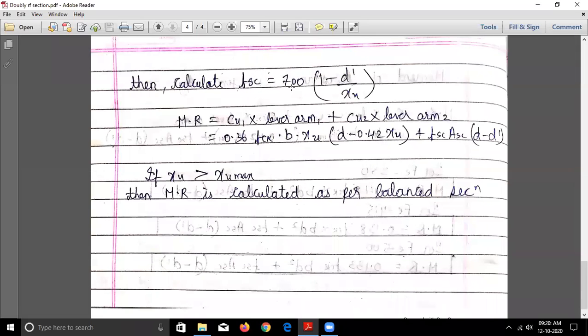After that we will calculate Fsc and check with the permissible one, and then MR is given by Cu1 into lever arm 1 plus Cu2 into lever arm 2. If Xu is greater than Xu max, then MR we will calculate considering it as a balanced section. And if we are designing and it is over reinforced, then we will redesign. Is this clear? Just make a note of the equations.